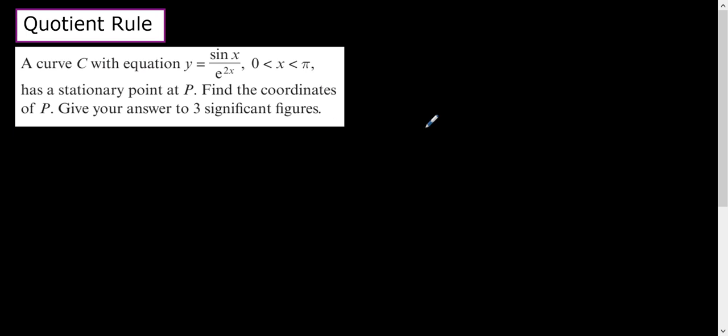So here we have a slightly more complicated version. All right, so I'm just going to write the quotient rule up here. Remember, the quotient rule is used when we have two functions of x, one divided by the other. All right. So the quotient rule says that dy by dx, and I'm going to use my prime notation here. So I've got v du minus u dv divided by v squared.